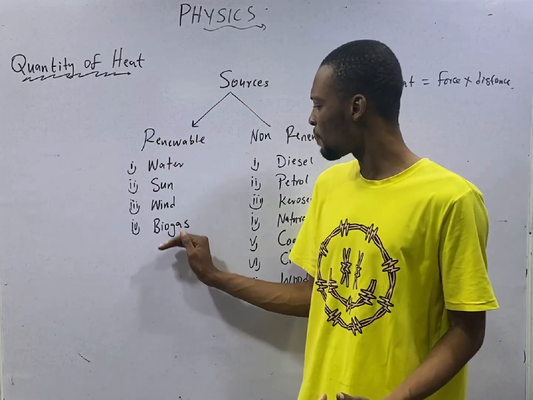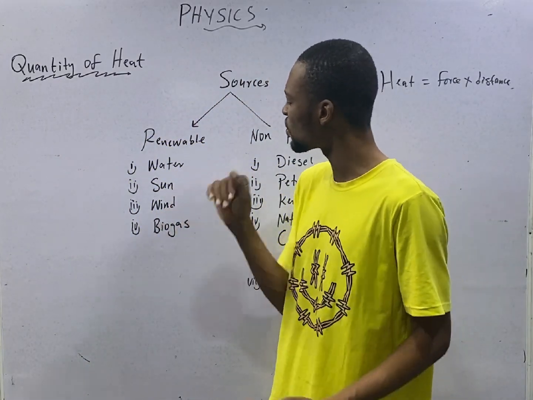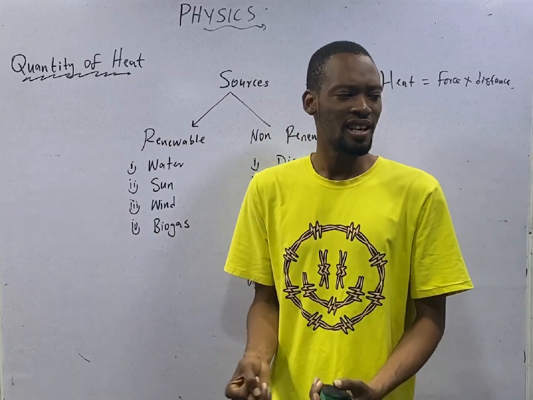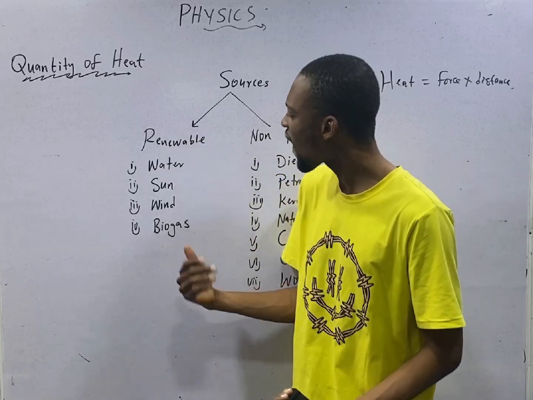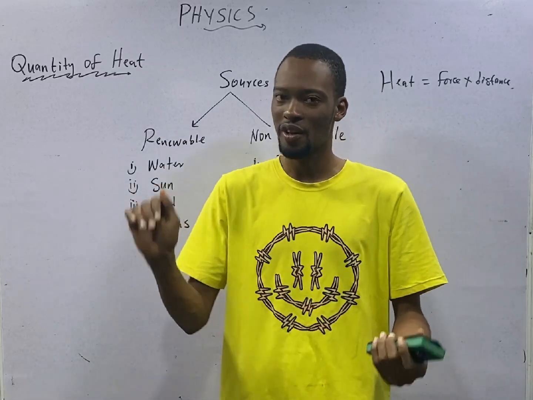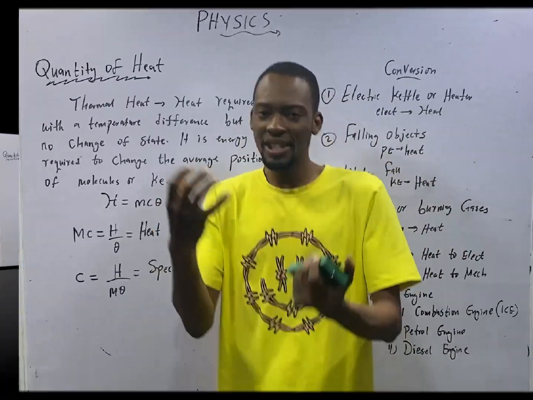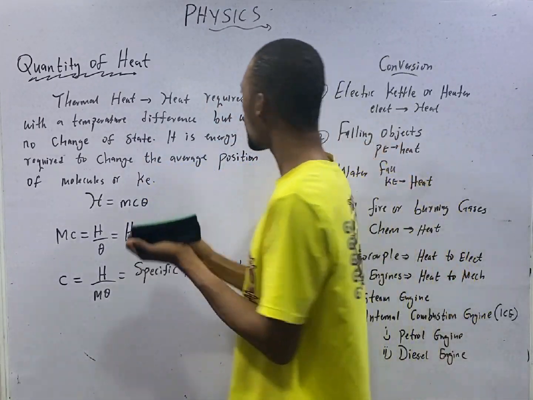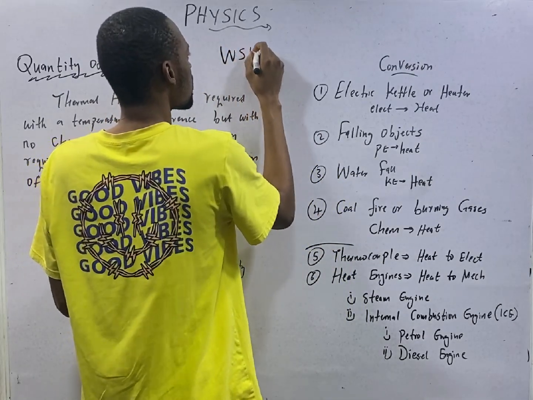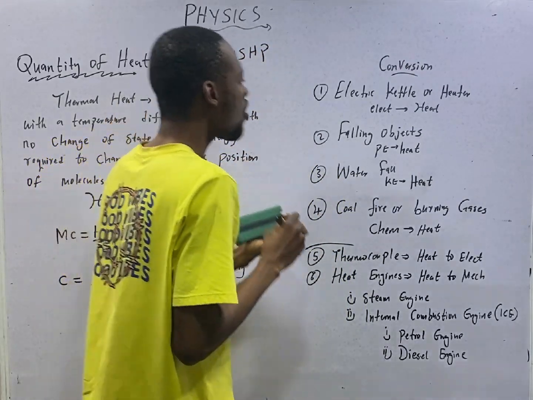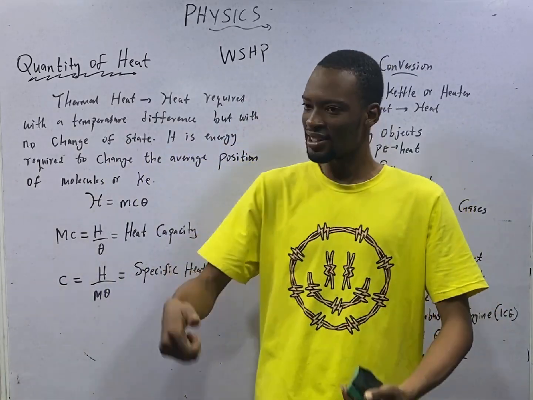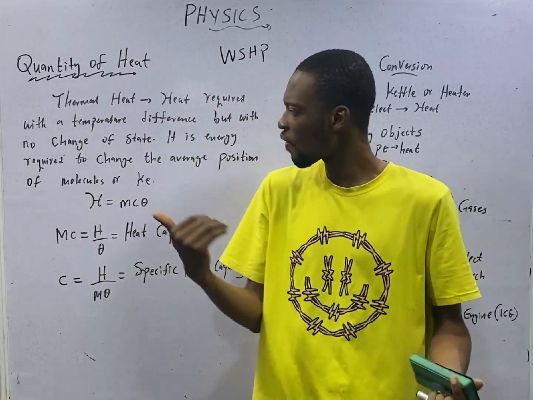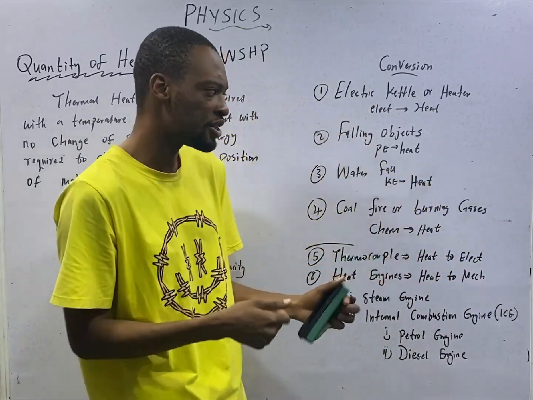Now, if you look at biogas, wind, and sun, to an extent, you agree that, okay, this is a source of heat. I know there is a question in your mind. How is water a source of heat? To get heat from water, we use the water source heat pump. Water source heat pumps, when they come in contact with any water body, extract that heat energy or heat from water and convert it into other usable forms of energy.